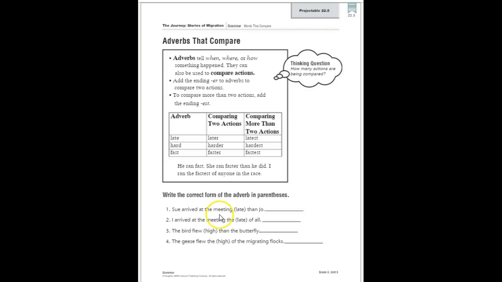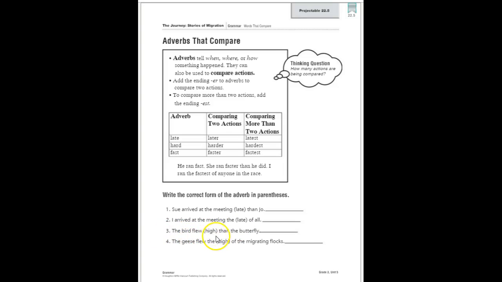Sue arrived at the meeting late than Joe. All right, so how many actions are being compared? We are comparing two actions, so Sue arrived at the meeting later than Joe. I arrived at the meeting the what of all? We're comparing more than two actions, so I arrived at the meeting the latest of all.